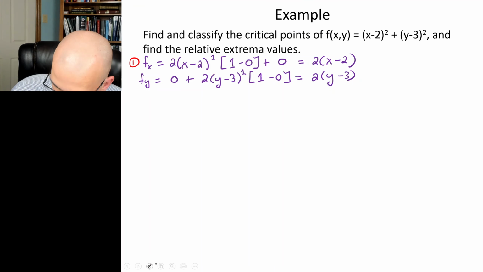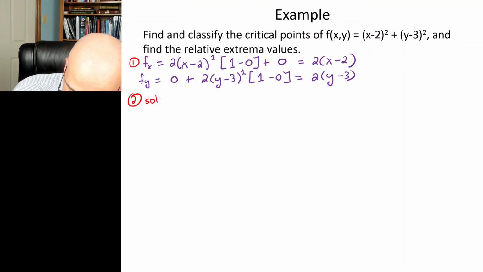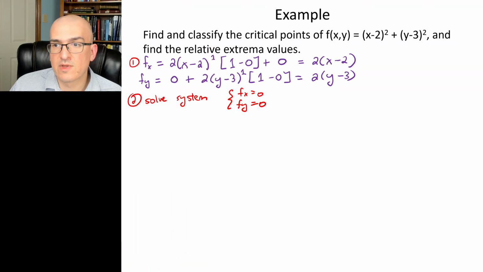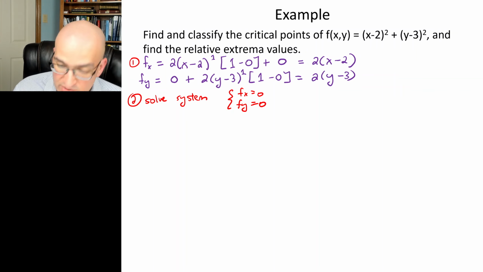Now we do step 2. Now this is going to be a little bit misleading because usually step 2 is horrible. Step 2 is to solve the system given by f sub x is equal to 0, f sub y is equal to 0. Now we don't have very much of a system inside this example. Our fx equation only has one variable in it, and our fy equation only has one variable in it. They're not coupled. We can solve each of them independently, which is nice.